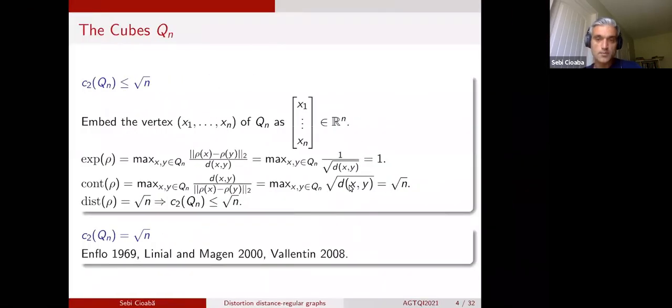Okay. All right. So here's another example, a bit more difficult maybe. Let's look at the cubes. You have the n-dimensional cube Qn. The vertices are all words of length n over the binary alphabet {0, 1}, and two vertices are adjacent if and only if they differ in exactly one position.